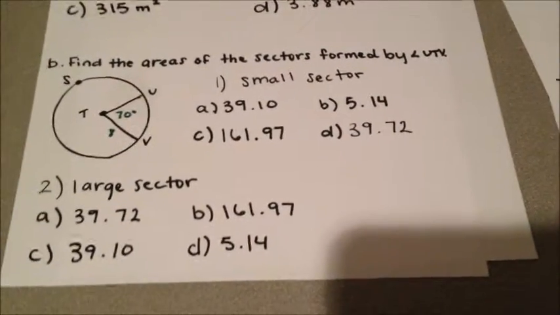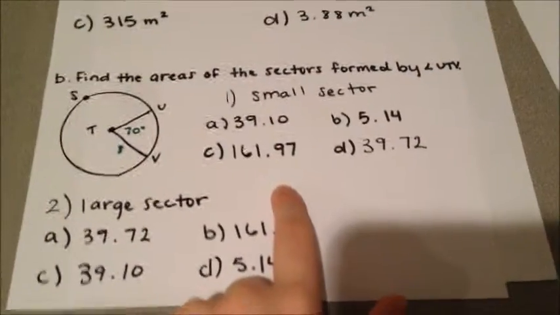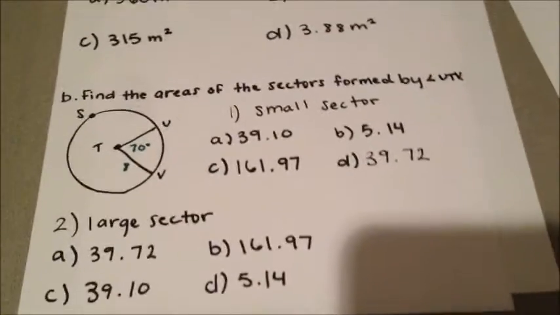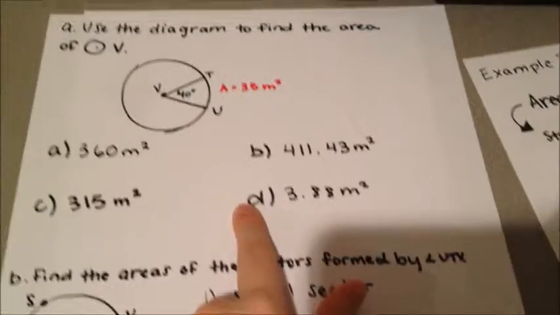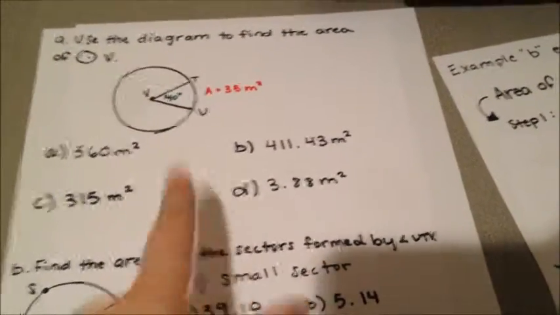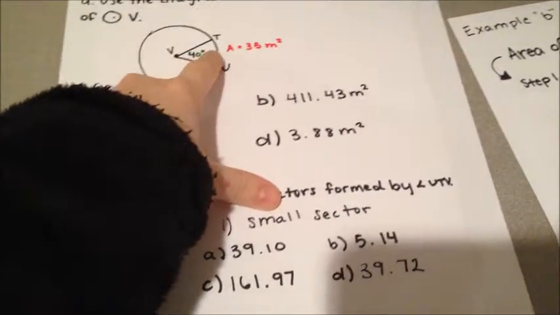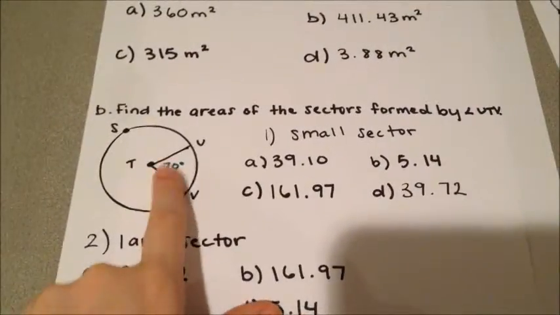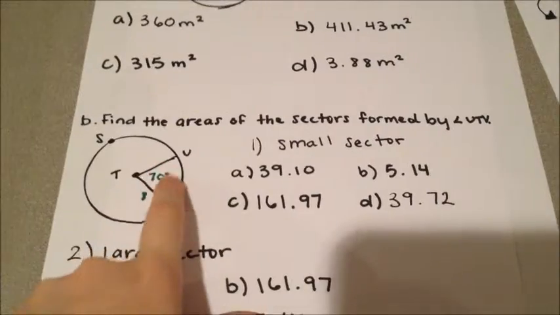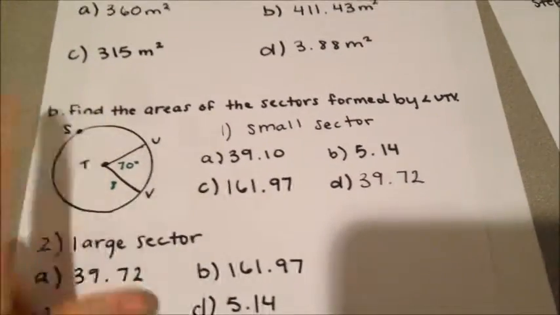Okay, step by step, I'm going to show you how you would solve problem B. Then you can use that step by step in order to figure out how you would solve problem A. The only difference between the two problems is that in A, they give you the area of this small sector, and in B, you have to find the area of both the small sector and the large sector.